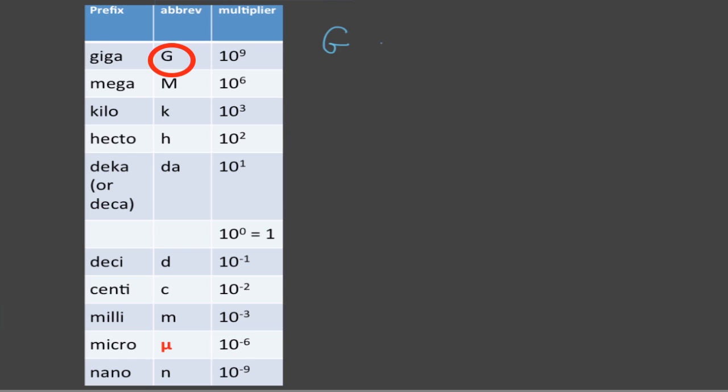Well, for example, giga means 10 to the 9. That's 1 billion. Nano means 10 to the negative 9, 1 billionth. These prefixes can be used with anything. For example, a gigadollar is $1 billion.